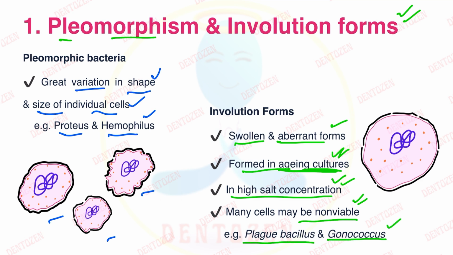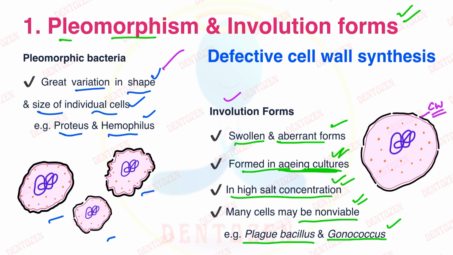So those are pleomorphic bacteria and involution forms, and these forms are formed when there is some defect in the cell wall synthesis of bacteria. So they are said to have defective cell wall synthesis.